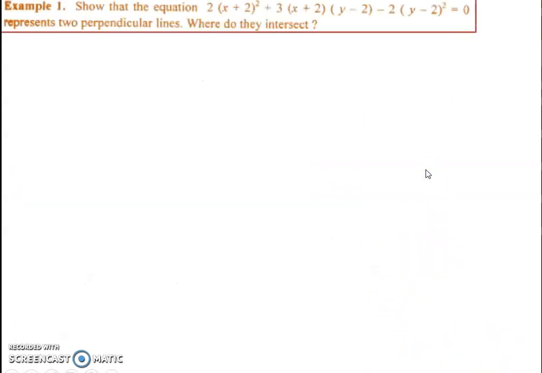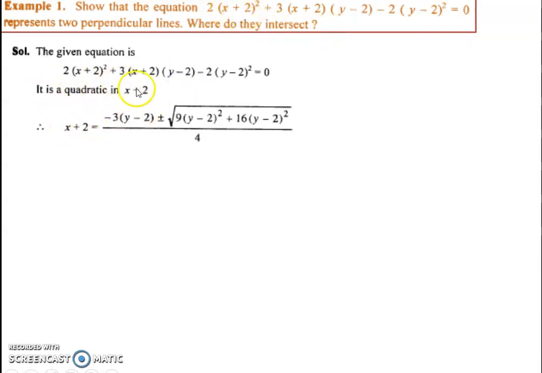Just see here in the example: show that the equation represents two perpendicular lines. Where do they intersect? The point of intersection we want to find. This is a second degree equation. This is (x plus 2) square plus 3 into (x plus 2)(y minus 2) minus 2 into (y minus 2) square is equal to 0. So the student can either find the value of y minus 2 or we can find the value of x plus 2.